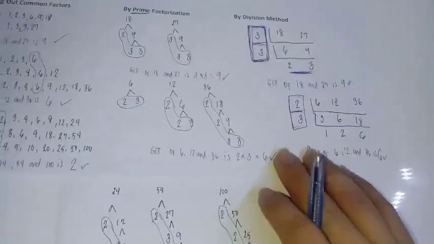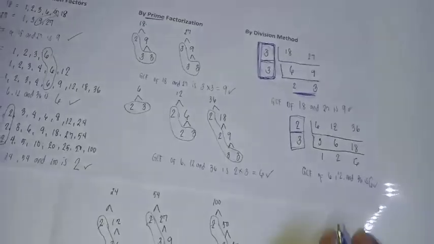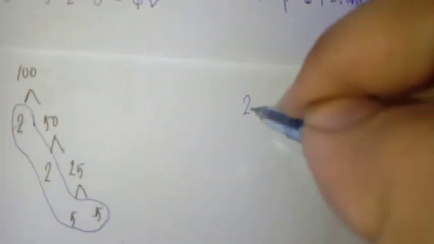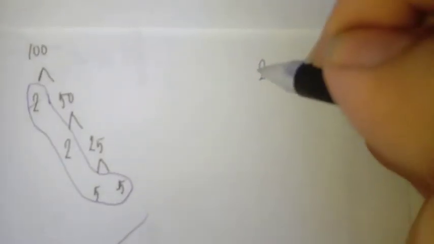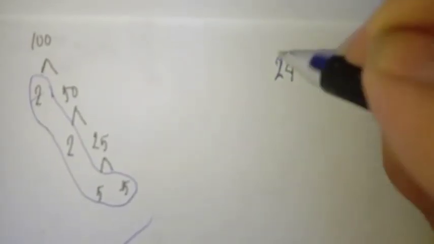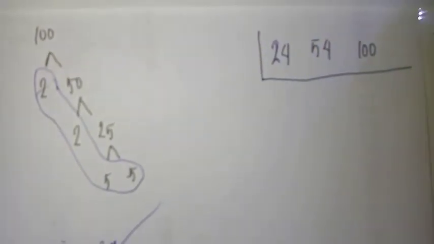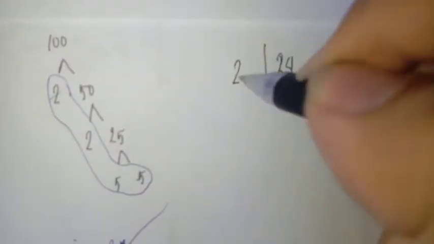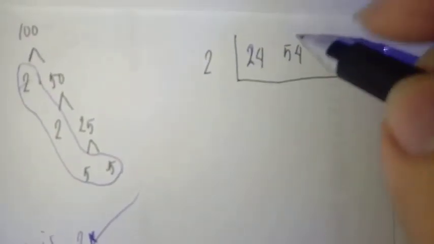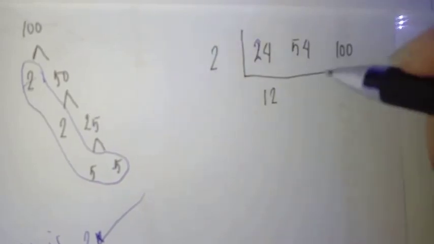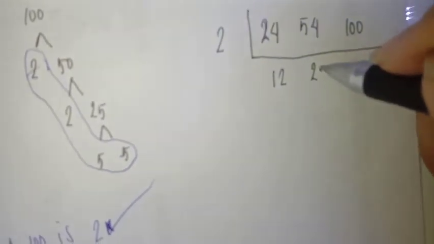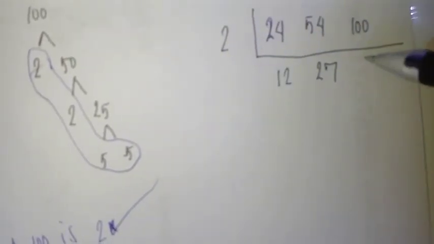So let's proceed to the last item, which is 24, 54, and 100. Since these numbers are even numbers, yung divisor natin is 2. So 24 divided by 2 is 12. 54 divided by 2 is 27. 100 divided by 2 is 50.